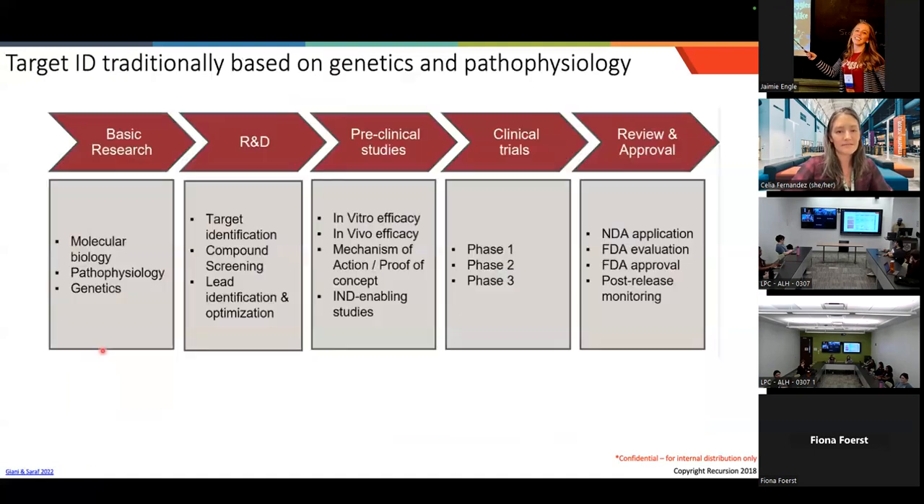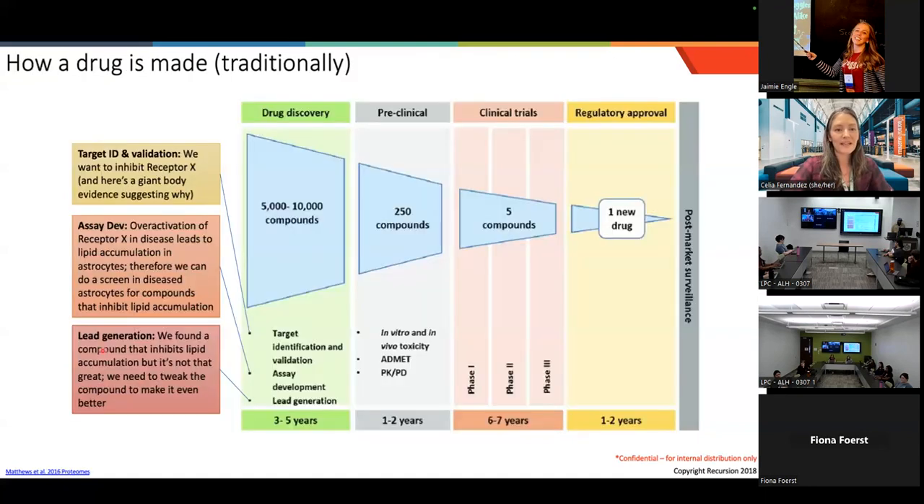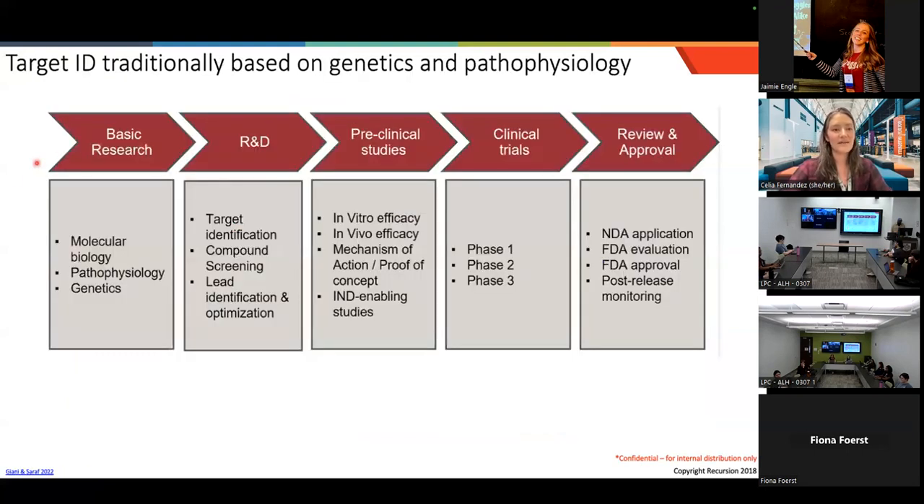So that's the big overview. But that target ID, that's a big thing. How do you know what to actually target? That's a big, major question. And how do you know that the assay that you're running is actually representing disease? How can you make sure that that's true?